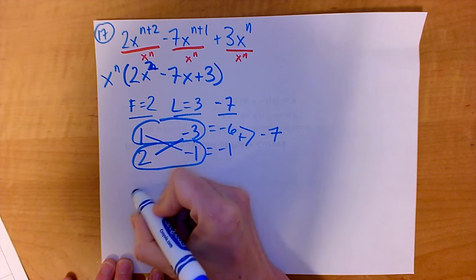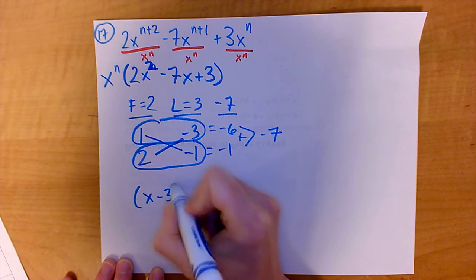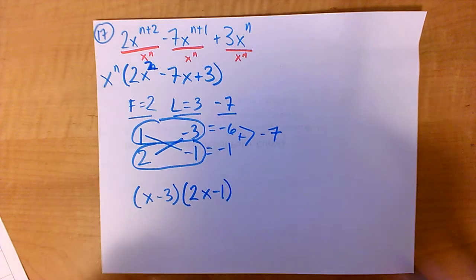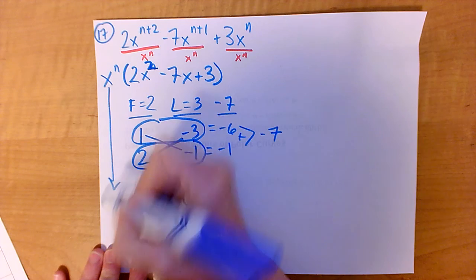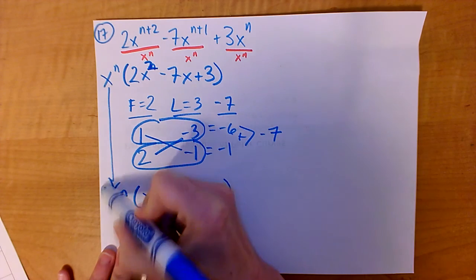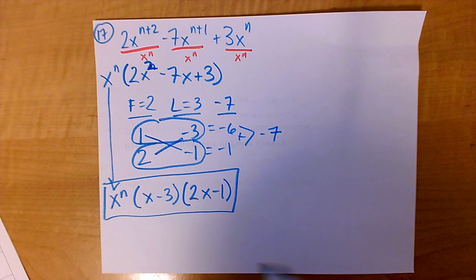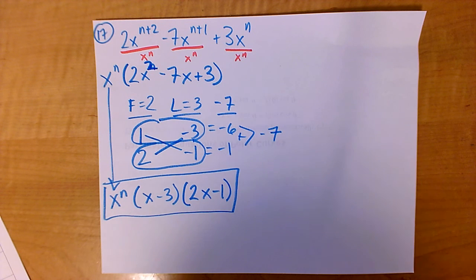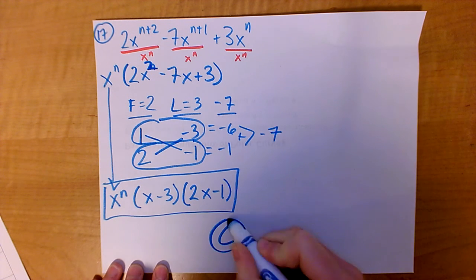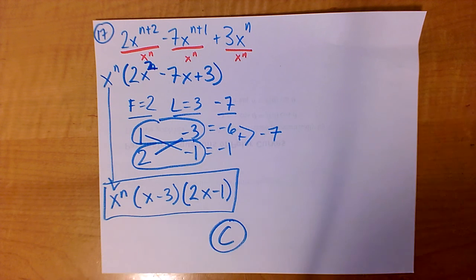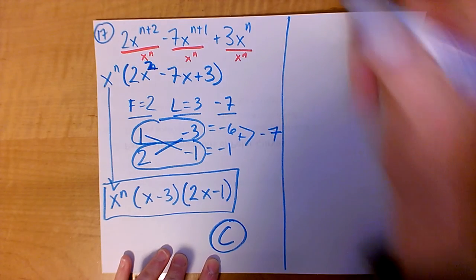Those are going to be in a set of parentheses. We're going to have x minus 3, and then 2 and negative 1 go together, and that gives us 2x minus 1. Then we can bring down this x to the n, and this is your answer here: x to the n times x minus 3 times 2x minus 1. If we look at this, this is option C. So then you can cross off that one from your list. Let's see, 16, we also have another problem with n's. We can take a look at that one.